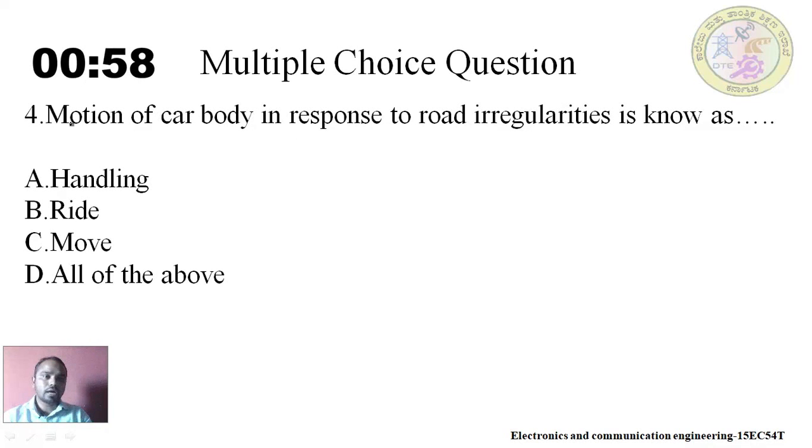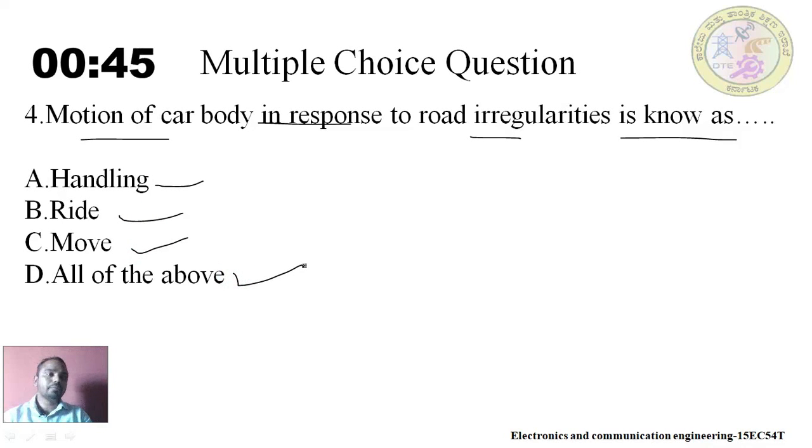The motion of car body in response to road irregularity is known as dash. Options are handling, ride, move, or all of the above. I repeat, motion of car body in response to road irregularity is known as dash. What is it called? The motion of body due to irregularity of the road. Please think over it, dear students.